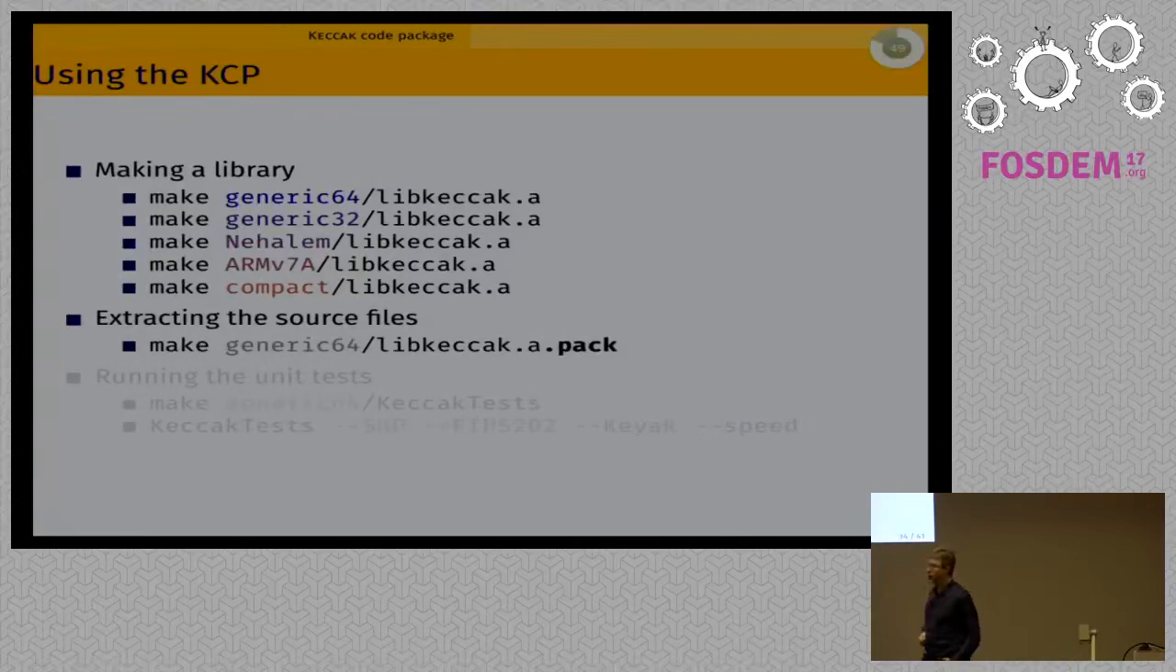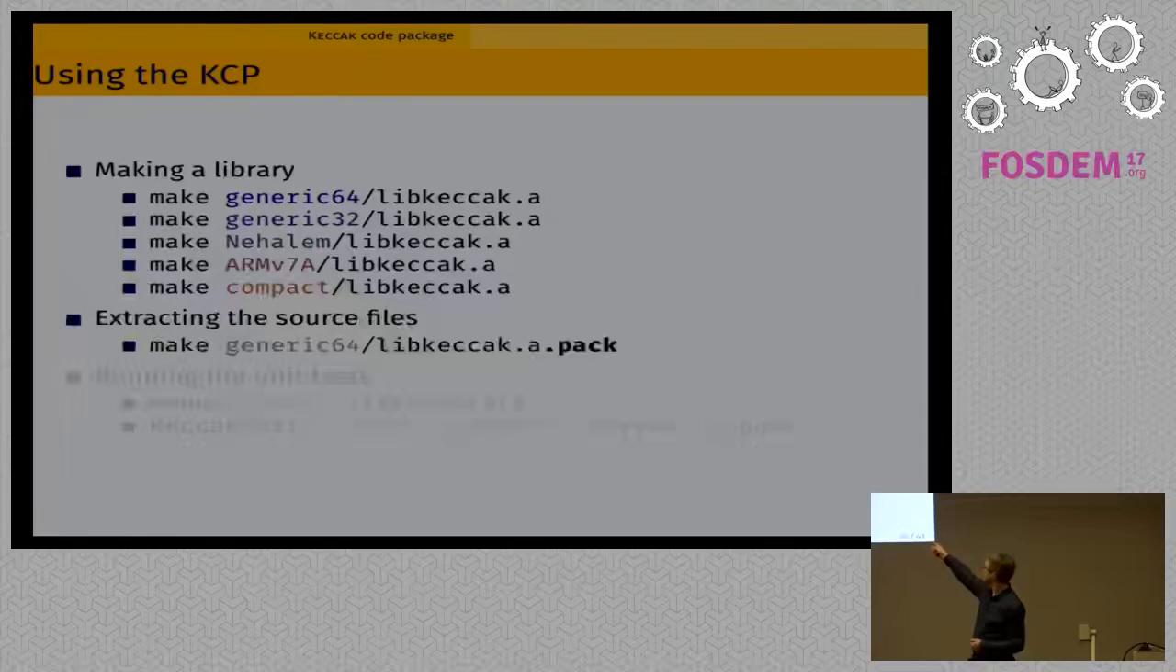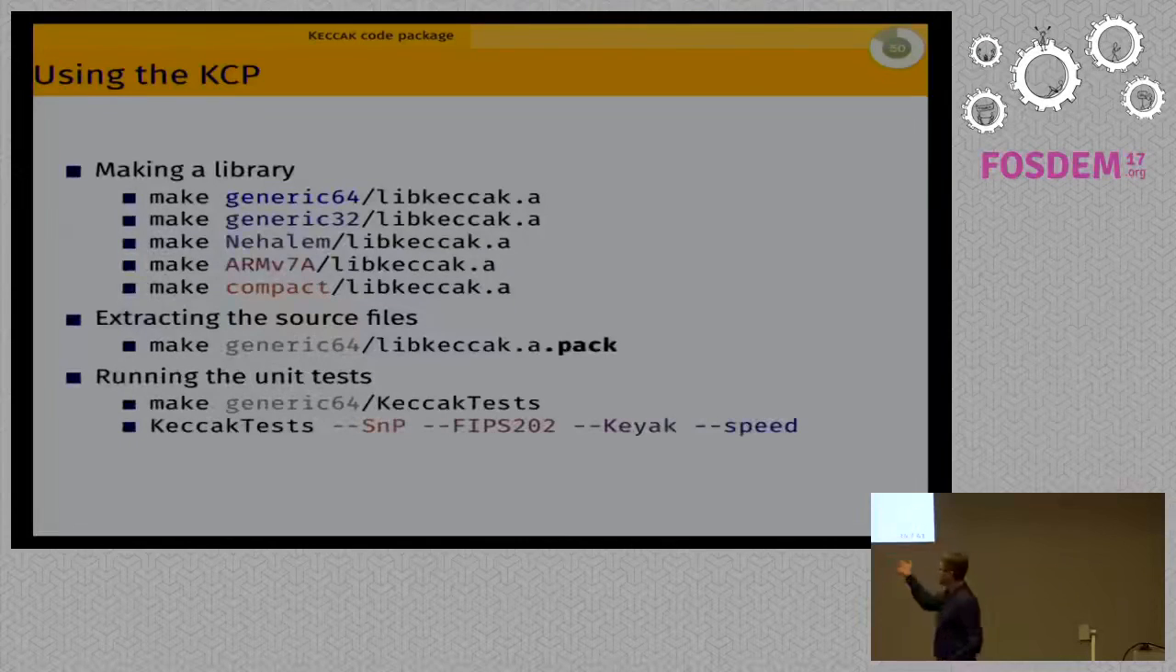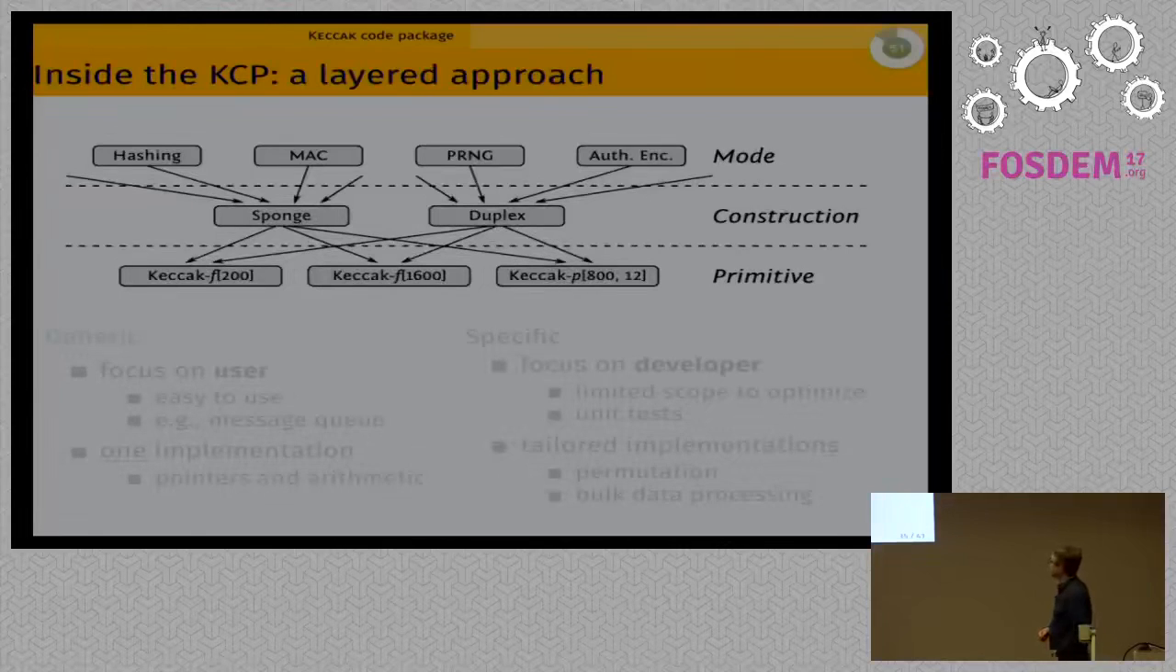If you don't want to have a library, and just want the source files to integrate them into your project, you just do the same but with .pack at the end, and it will create an archive with all the files that you need for a given target. Then there are some more things you can do. It comes with a complete set of unit tests, and you can run these unit tests with Keccak tests. You can say, I want this or that test. I want to have some speed measurements. You can do that from the command line. And of course, you can extend that in any way you wish.